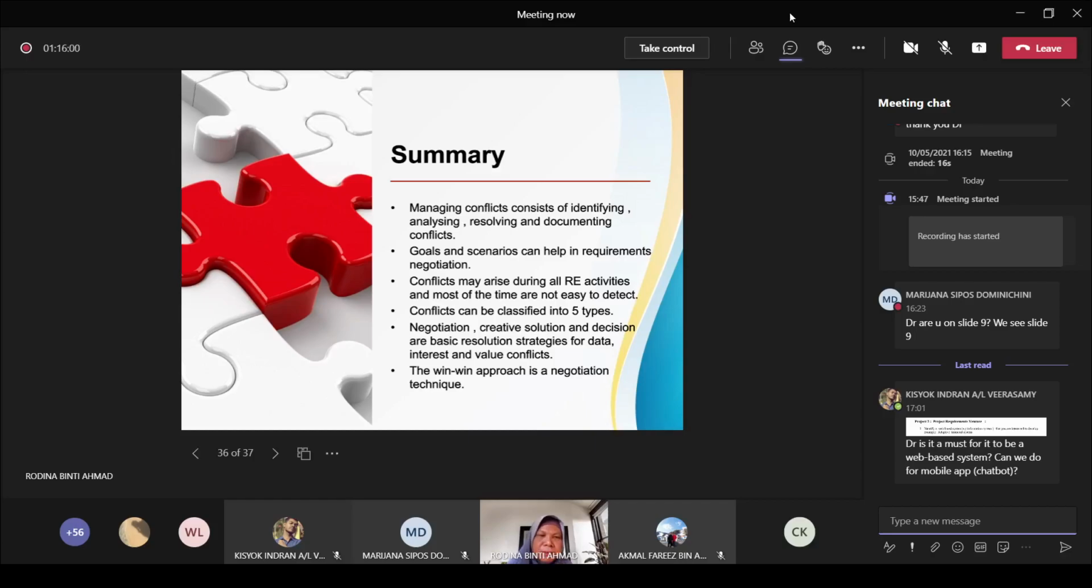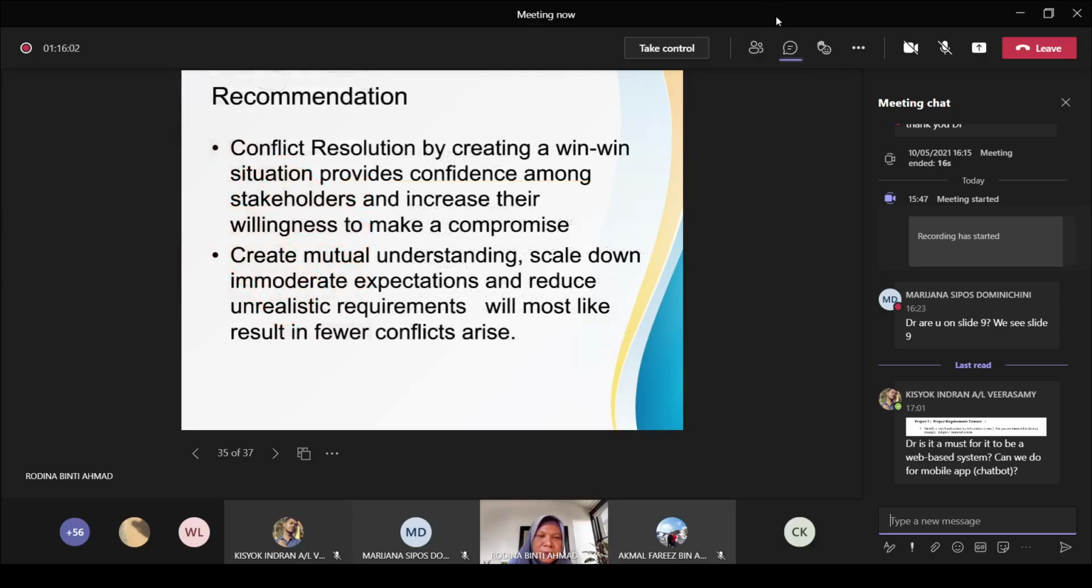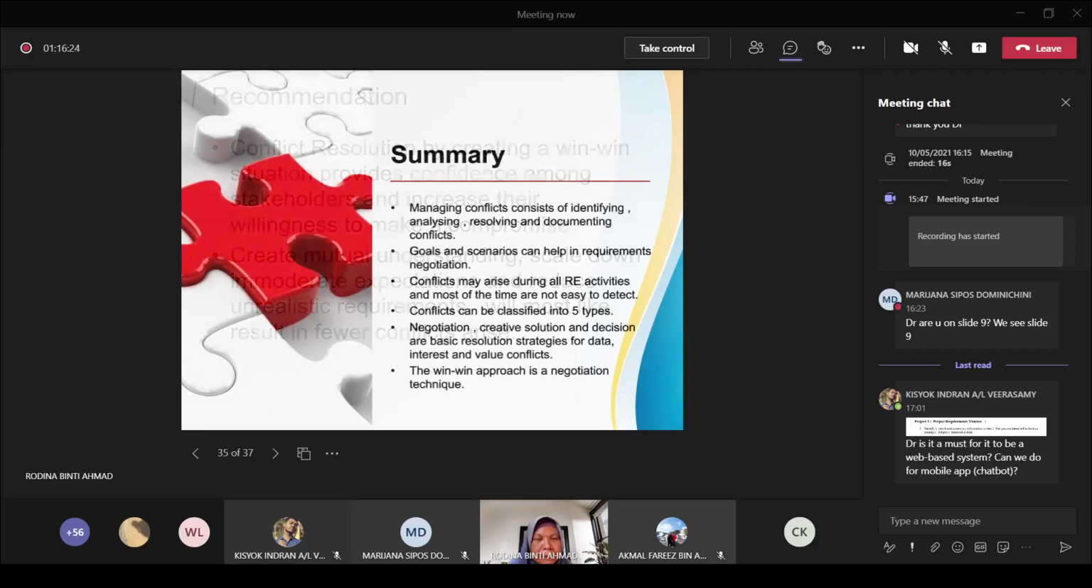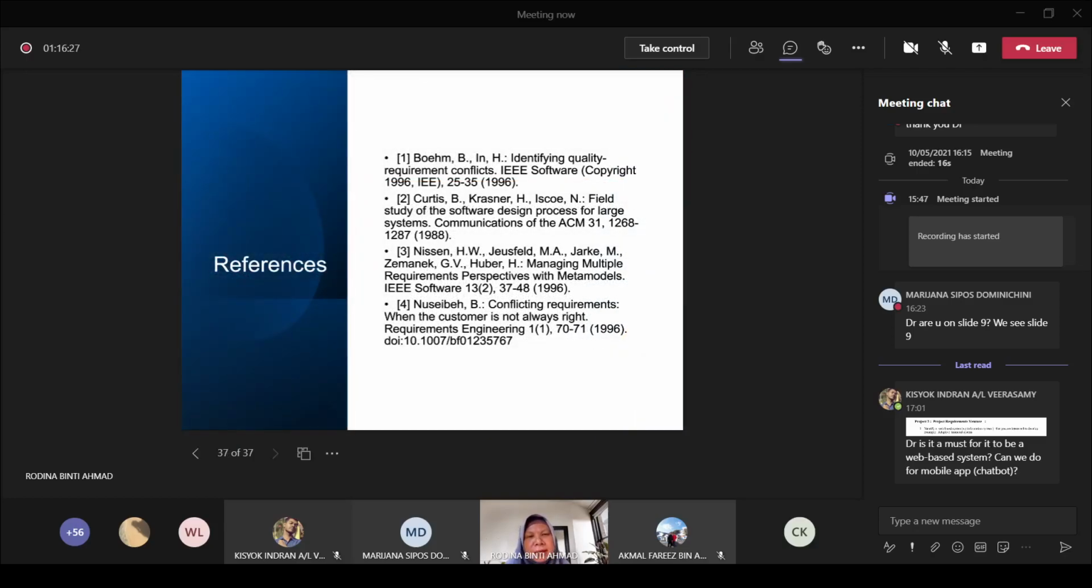So basically, that's all about this lecture on requirements negotiation. And of course, I would recommend that you read the textbook that has been shared with you, and also read through some other references, if necessary. I put references here on requirements conflicts, and maybe some new strategies that have been proposed in dealing with requirements conflicts. Okay, so I think that's all.